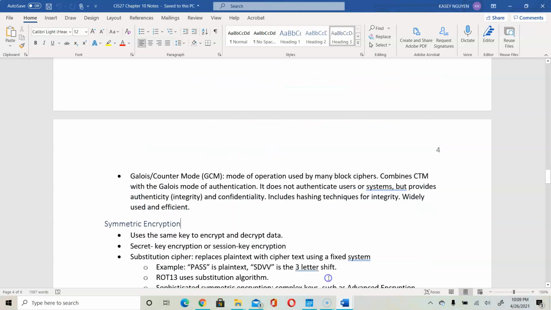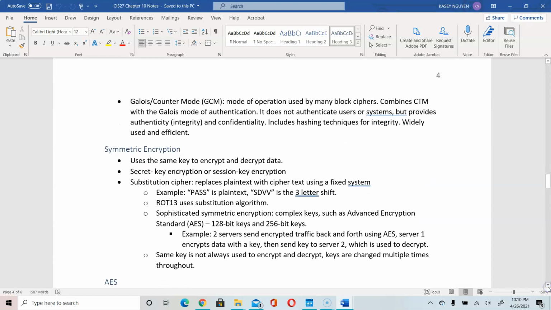In the next part, we're going to talk about symmetric encryption. So earlier we mentioned that symmetric would use the same key to encrypt and to decrypt. So you would use the same exact key, and this key would then be shared. Secret key encryption or session key encryption, sometimes that will be referred to as symmetric encryption.